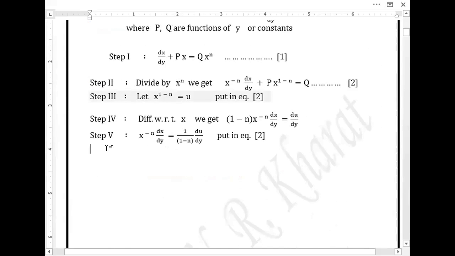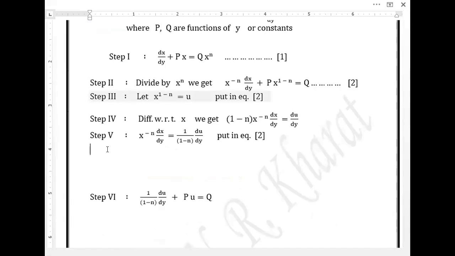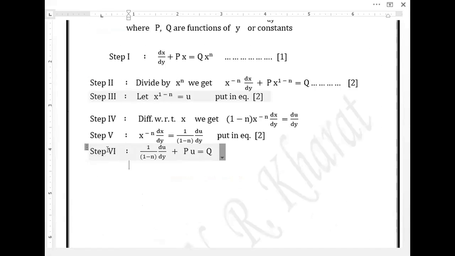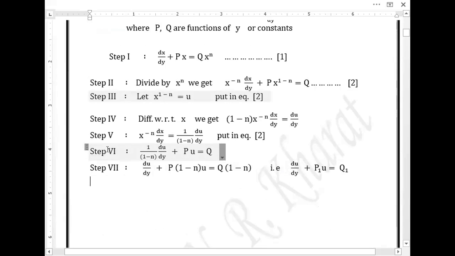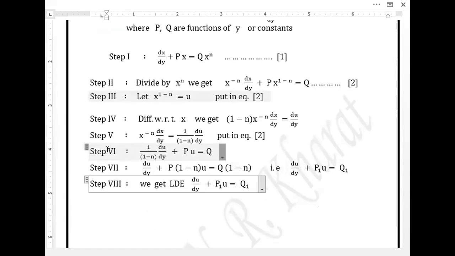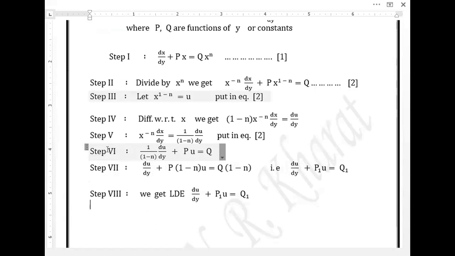Then in the next step, we put in the value of x raised to minus n dx upon dy. This is the differential equation. Then we find its integrating factor by making the coefficient of du by dy equal to 1. Then we take the integration of p with respect to y, and we find its solution.